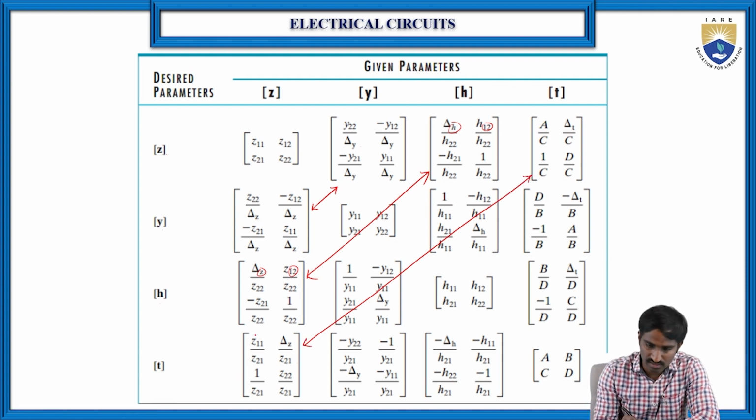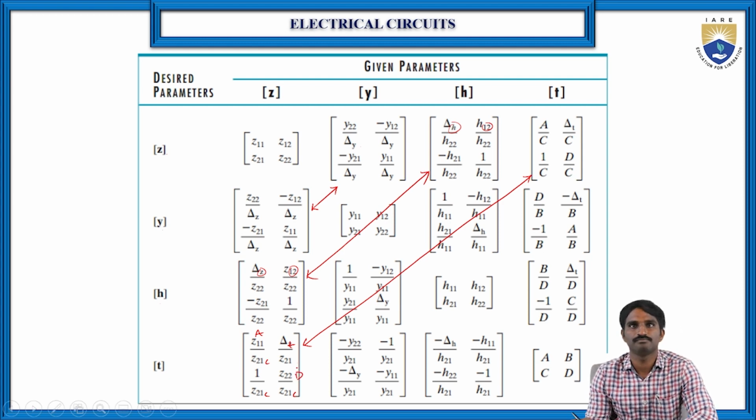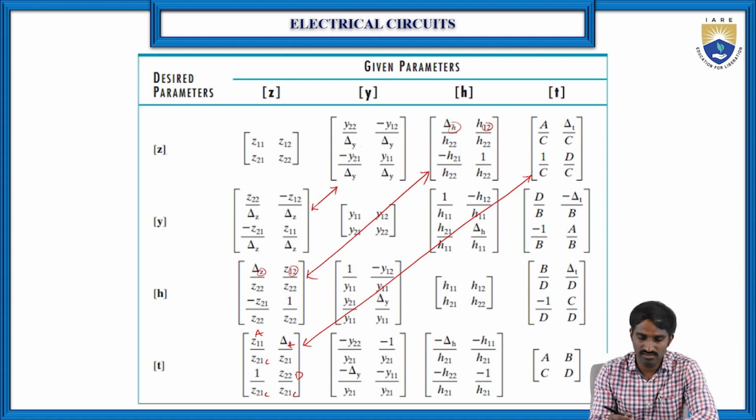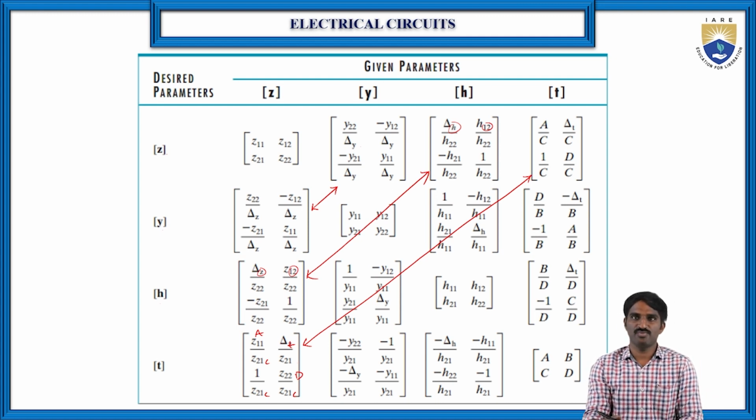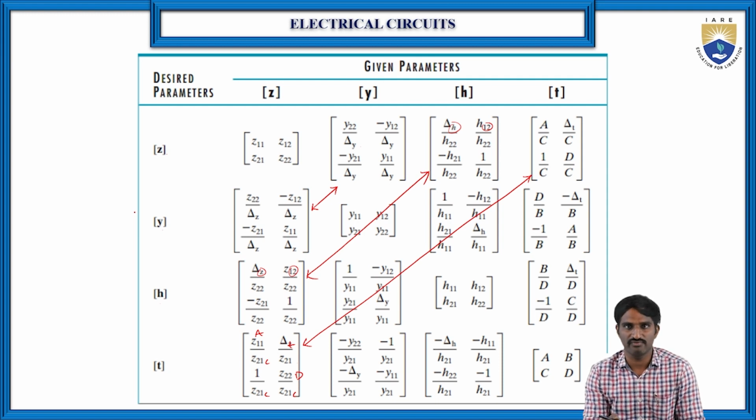Let us consider A here, and Z21 means here this is C, and delta Z is nothing but delta T here, right? And again Z21 means C, Z22 means D. So this is how we can easily remember the relation between the various parameters. If you know Z and Y, then Y and Z is also similar, right?